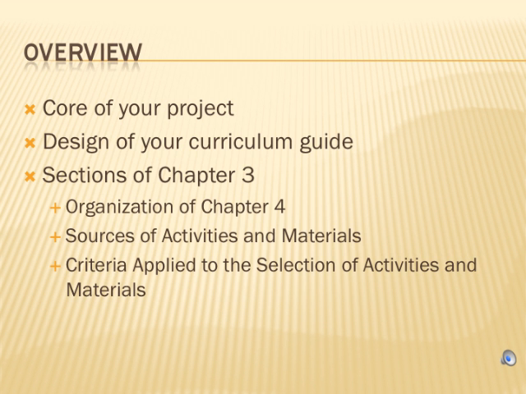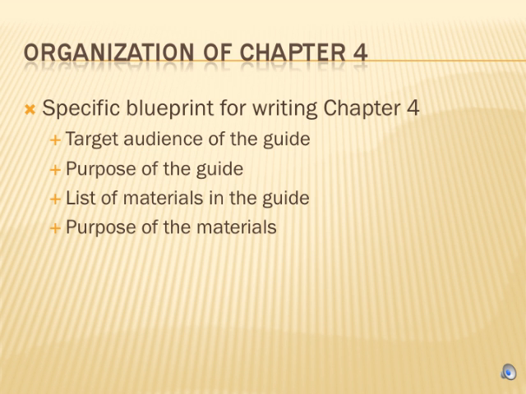It will cover the organization of Chapter 4, the sources of your activities and materials, and the criteria you have applied to the selection of those activities and materials. Chapter 3 is a specific blueprint for writing Chapter 4, so it begins with how Chapter 4 will be organized. You will want to identify the target audience of your guide and the purpose of your guide. In other words, say whom you are writing for and why you are writing.